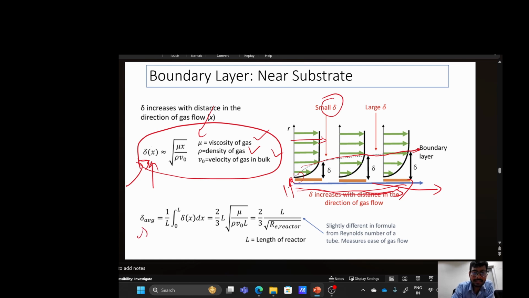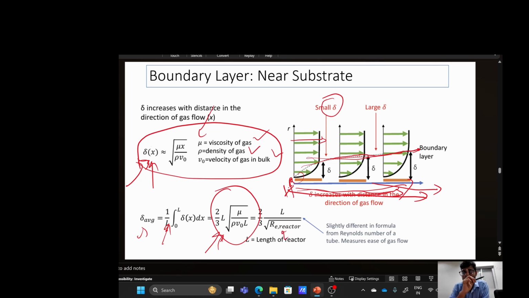So you can calculate the average thickness delta of the boundary layer. Suppose the length of the reactor is L, you can integrate delta x dx from 0 to L. After solving the integration, you will get this formula, which is equal to 2 by 3 into L by square root of Re.